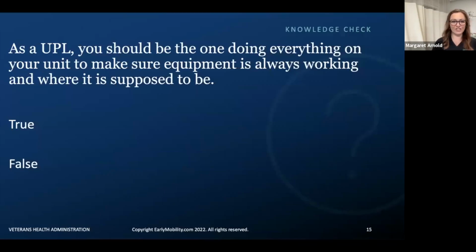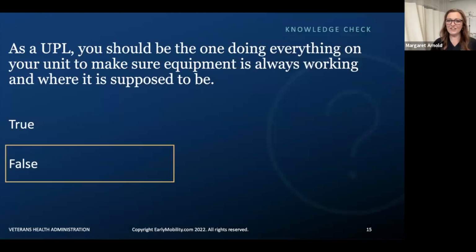Let's do a quick knowledge check. As a unit peer leader, you should be the one doing everything on your unit to make sure equipment is always working and where it's supposed to be. Do you think that's true or false? Hopefully you said false, because it really is a team effort. We just have to delegate which members of the team are going to do which activities and be clear about that.